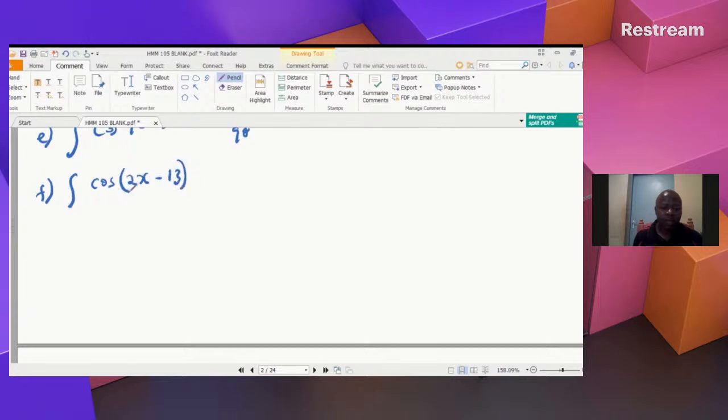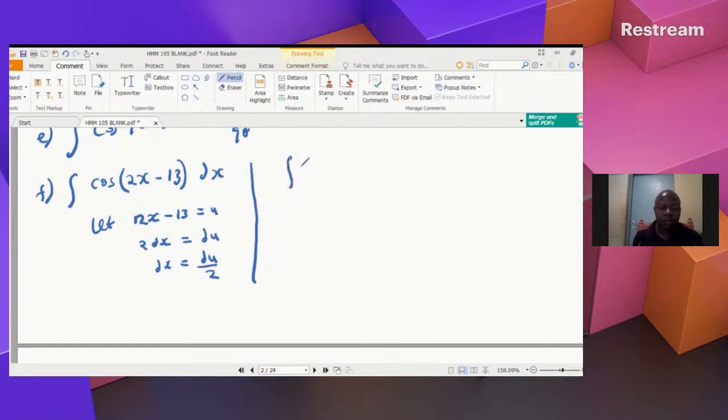Minus 13. Suppose I'm given this. Yet, somebody would ask, what about this? I'll just do the same thing. Let 2x minus 13 be u, and then differentiate both sides to get 2 dx is equal to du, and then make dx the subject to give you du out of 2, and then come and substitute and say that this will be cos of u.